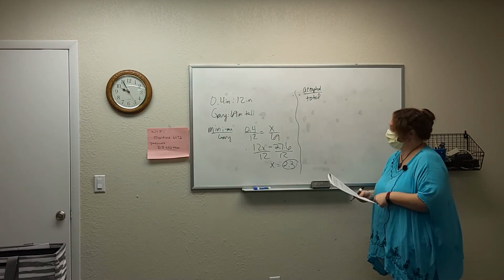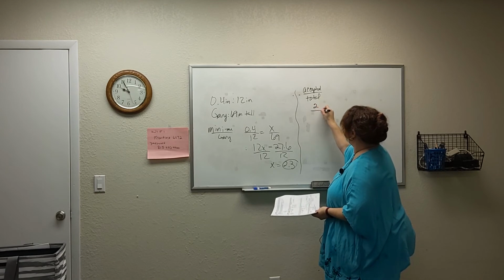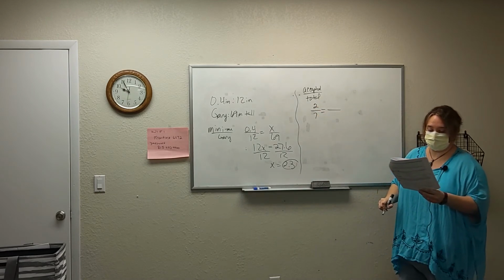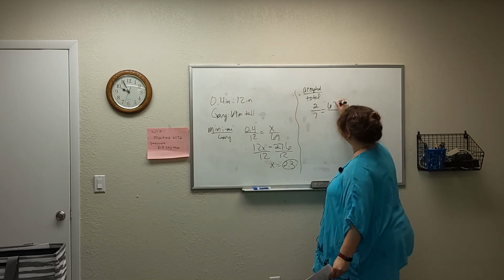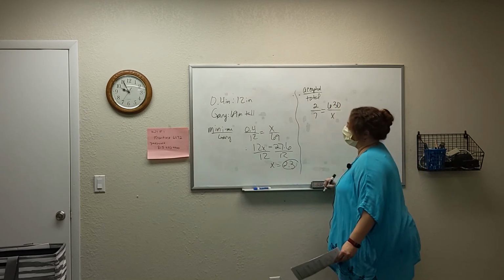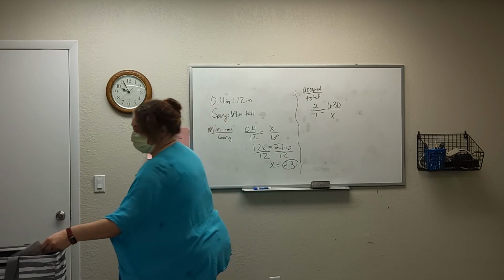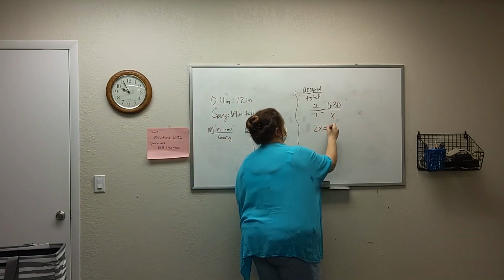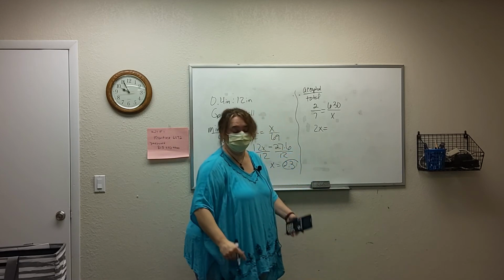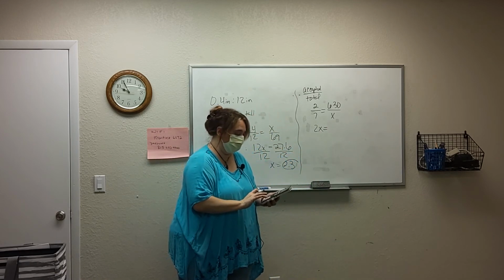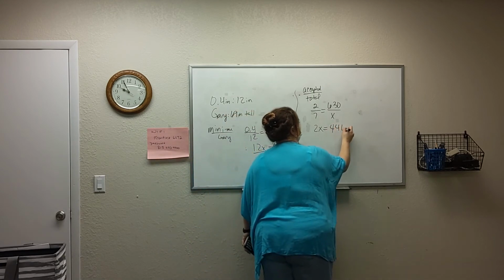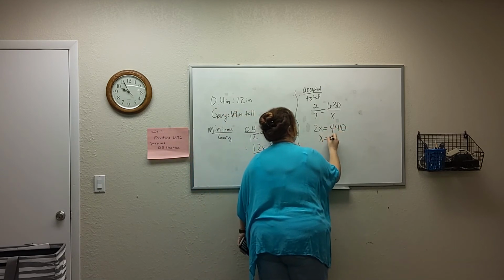So they accepted 2 out of every 7. So I got 2 out of 7 on one side. Given that the school accepted 630, so accepted goes on top. I don't know the thing on the bottom. Again, cross and solve. So 2x equals, large number, 4410. Divide by 2, that's 2205.